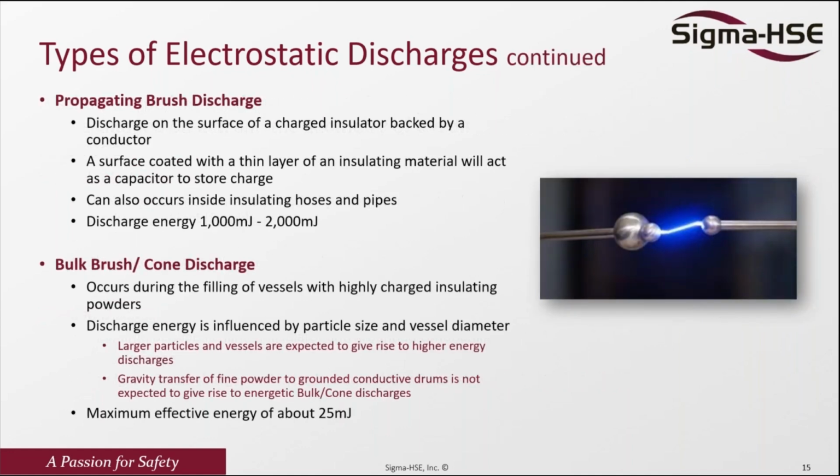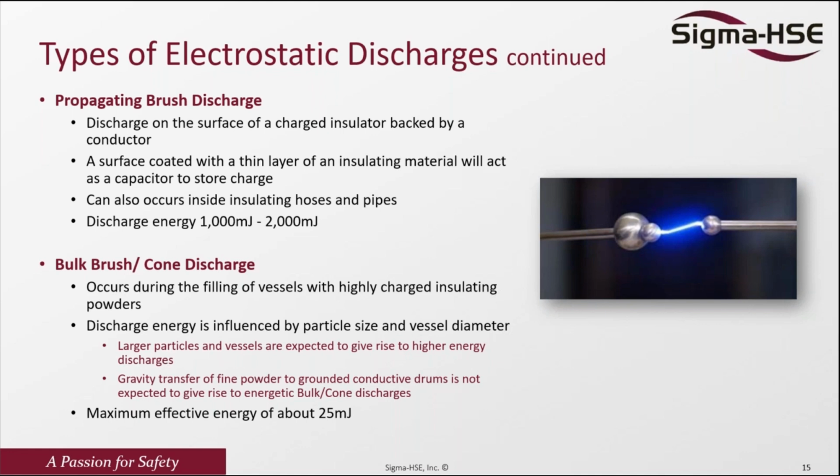What about propagating brush discharge? This is the most serious one. It discharges on the surface of a charged insulator backed by a conductor, or you have a surface coated with a thin layer of insulating material which will act as a capacitor. For example, in case I have my silo or maybe my static dissipative material such as a bin or maybe a metal container, then I coat this container with maybe insulative paint. This paint will actually serve as a capacitor because it's an insulator and the metal is there. So the discharge between them will serve as a propagating brush discharge.